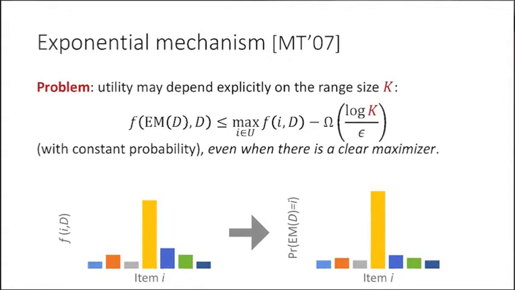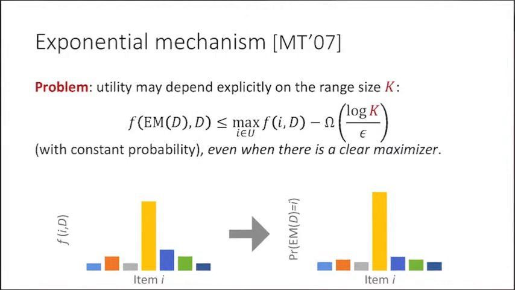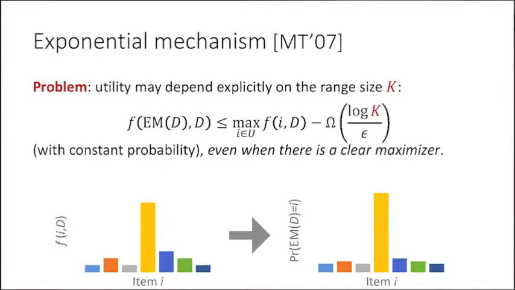Okay. With some constant probability, because these are all randomized procedures, you're at least this far away from the maximum value that you could have achieved. And this is even when there's one obvious maximizer. In this case, the exponential mechanism puts this kind of distribution on it, which seems like it might be quite good, but in fact you're still assigning quite a lot of probability mass to all these other items. In particular, if there are many, many items, then you can be at least this far away from the maximum value.